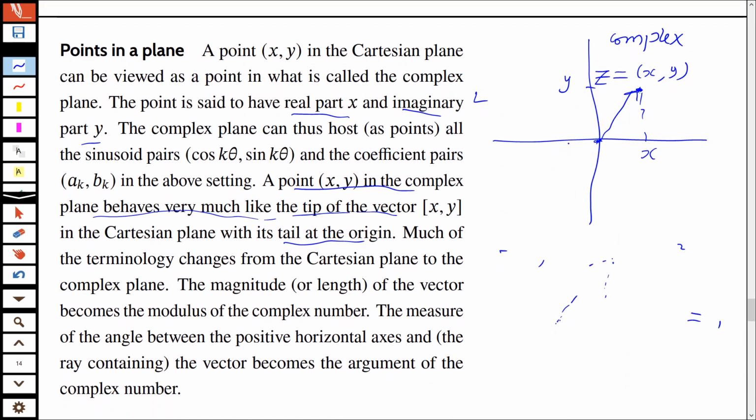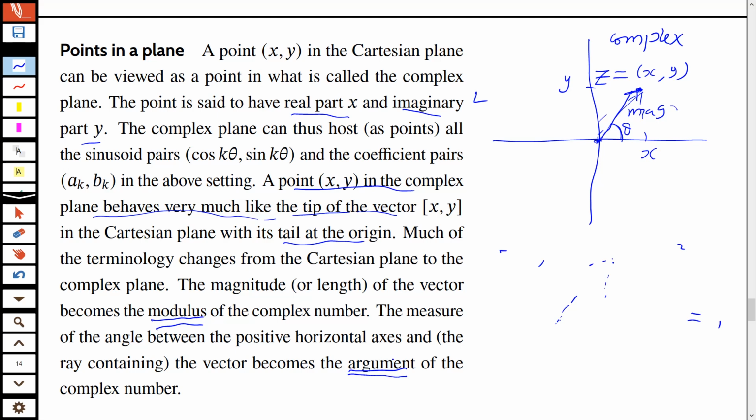When we see this as the tip of a vector, the length of this vector is usually called the magnitude, and this measure of angle is the inclination or orientation of that vector. For complex numbers, we have different terminology. This magnitude will be called the modulus of a complex number. So you don't say magnitude of a complex number, you say modulus. And this angle is attached to a vector, but for a complex number, we will use a different name. It will be called an argument.